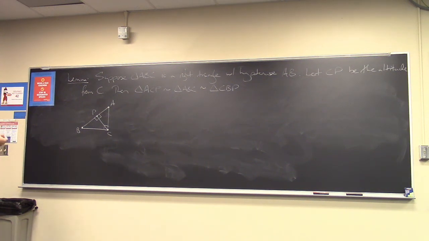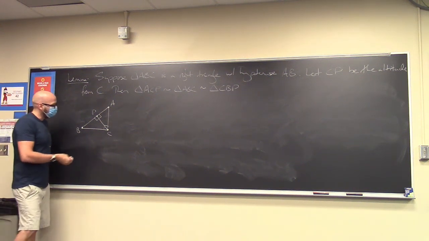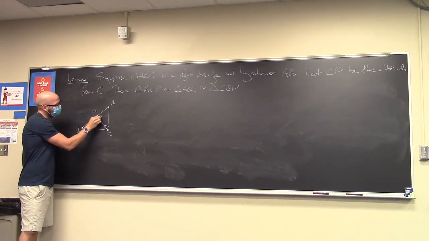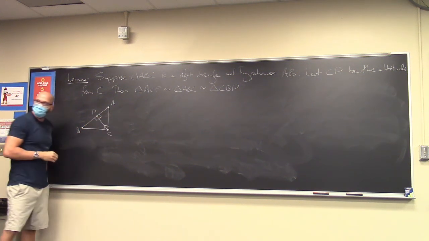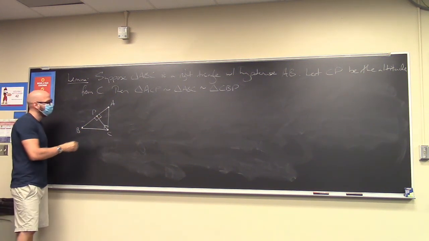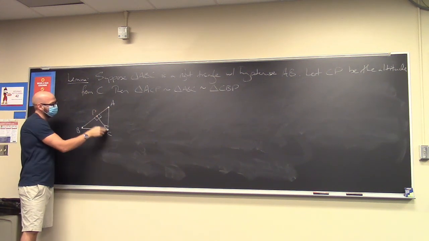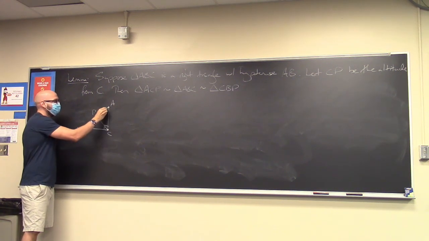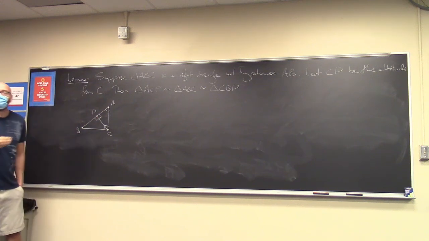Well, remember, if you want to prove similarity, we have these conditions: SSS, SAS, and just AA. And I think here AA suffices. This angle matches up with that angle. Those are equal because they're right angles. And both of these triangles, APC and ABC, use that angle right there. So they have two angles the same, they are similar.